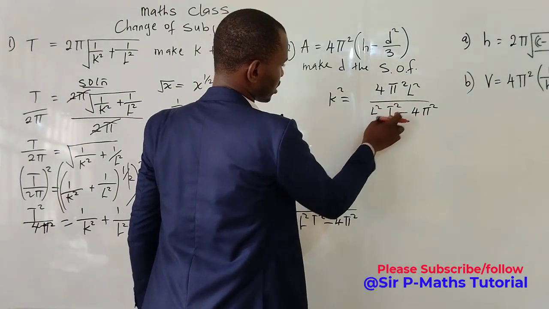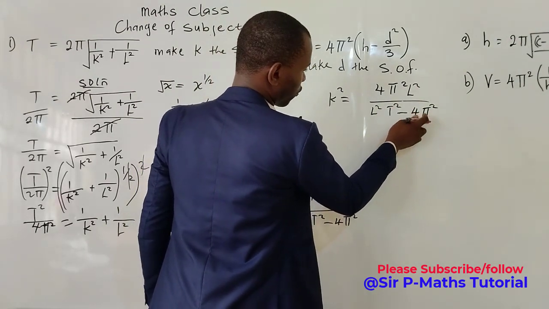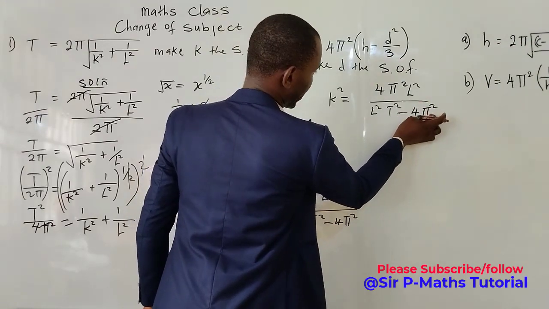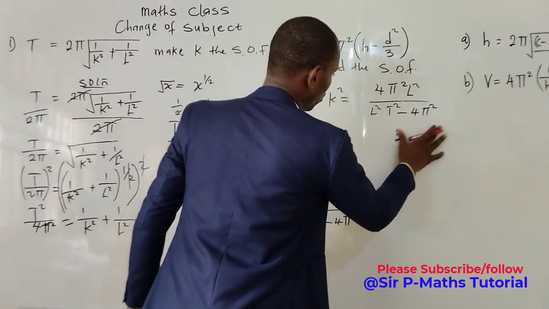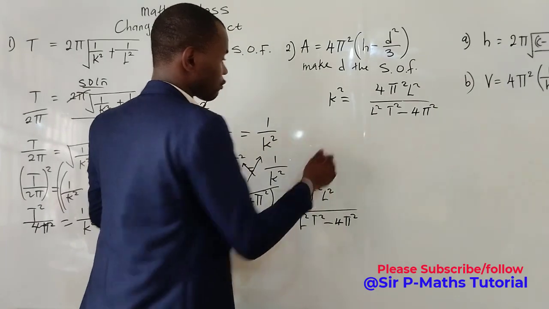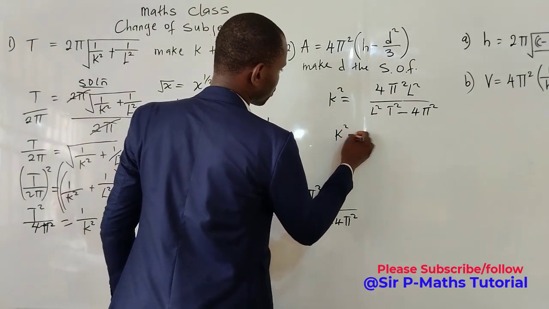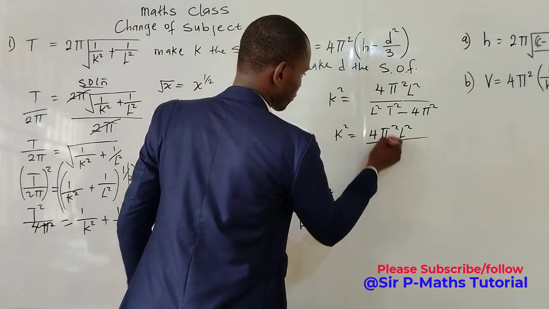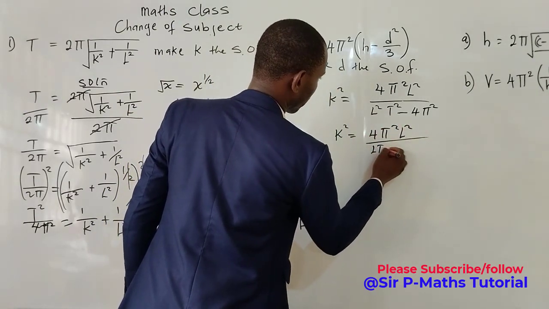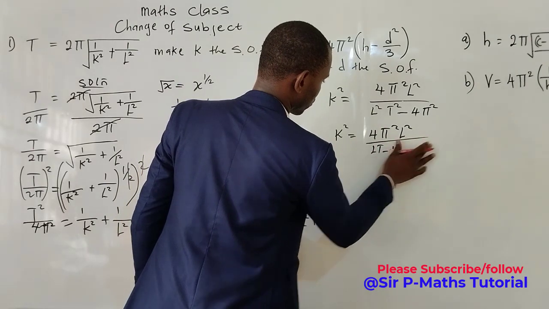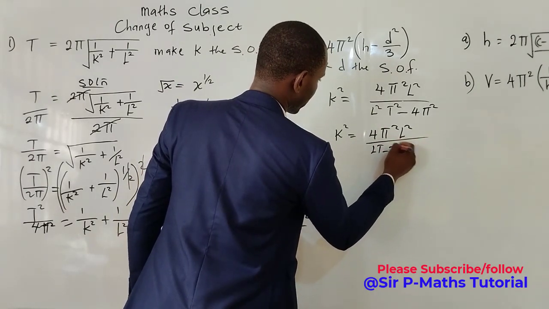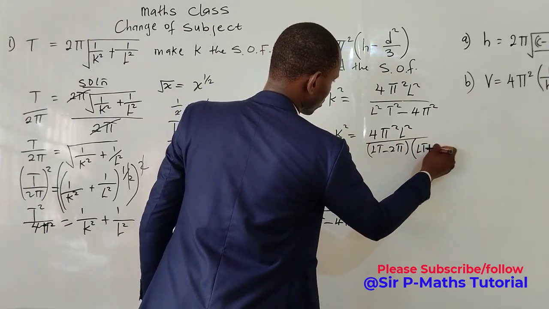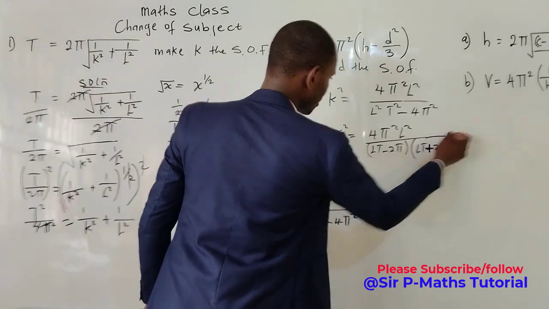L has a square, t has a square, and 4 is the same thing as 2 raised to the power 2. So 4 has a square, pi also has a square. So we are going to be writing this as a difference of two squares. So k squared will be equal to 4 pi squared l squared over (LT minus 2 pi) in a bracket, then (LT plus 2 pi) in a bracket.